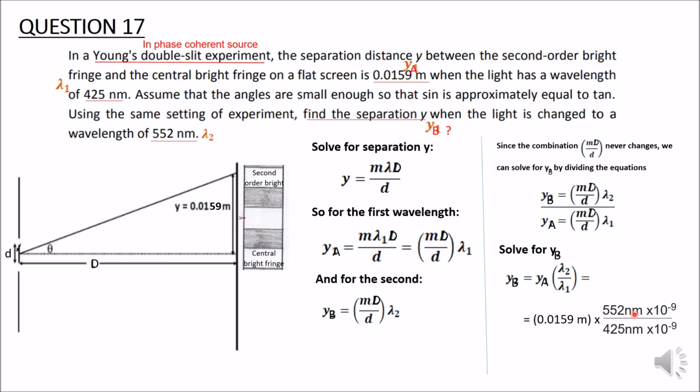Then we just use the calculator and we will get the answer 0.02065 meter, or we can change the answer to the prefix like this, final answer 2.065 multiplied by 10 to the power of negative 2 meter.